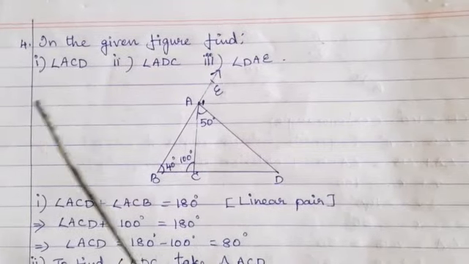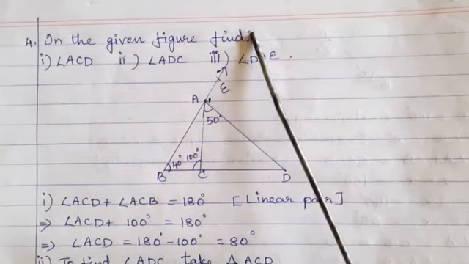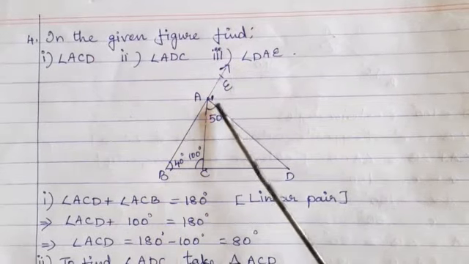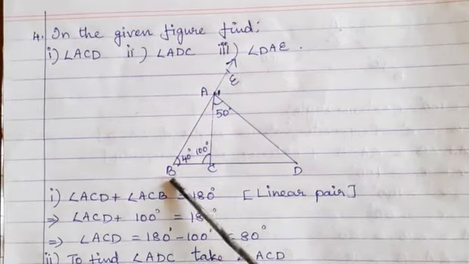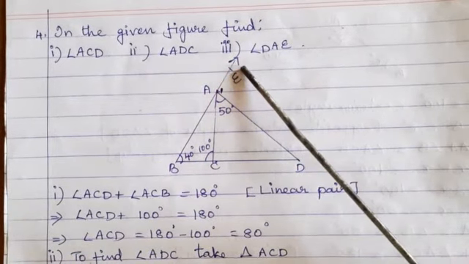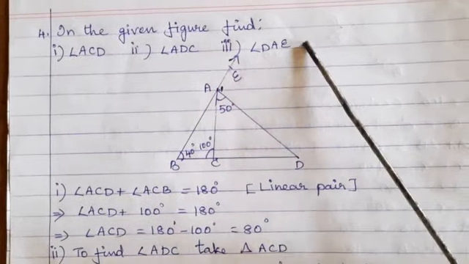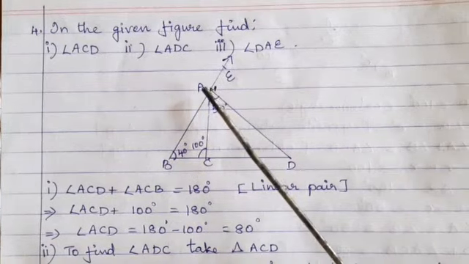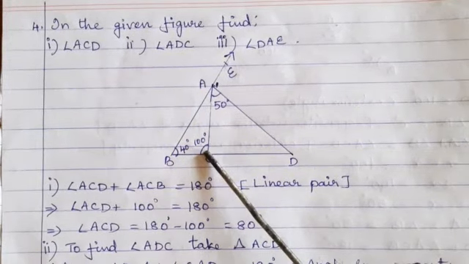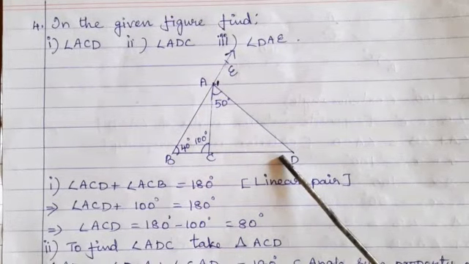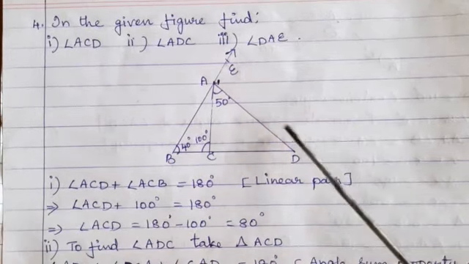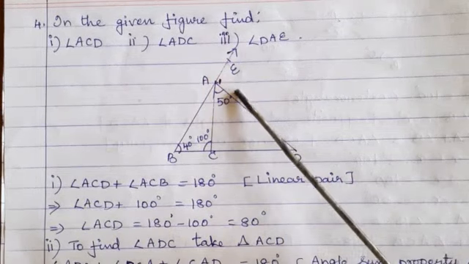Now move on to the next question, number 4. In the given figure, find. See the figure here, also two triangles ABC and ACD, and then side AB is extended to E. Now there are three questions asked here. Angle ACD, this, and angle ADC, this angle we have to find out. Angle DAE, this angle we have to find out.